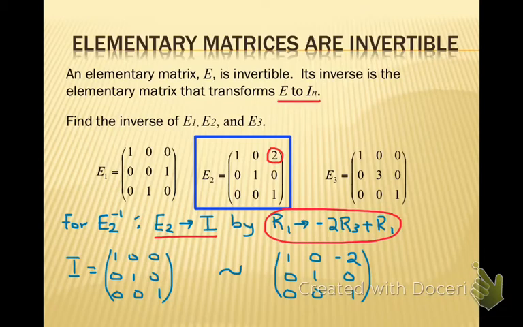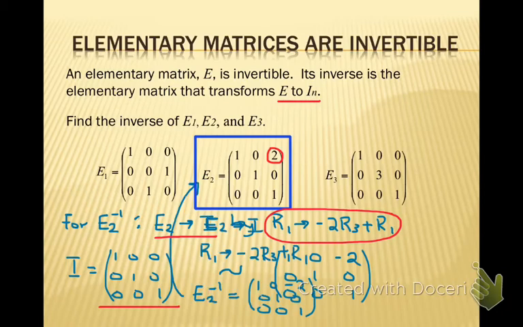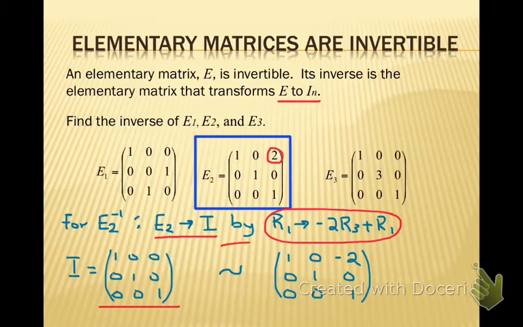identity. So to get the inverse, we then take the identity matrix, which is given here, and we perform that row operation on the identity. So we want to perform this on the identity matrix. And what we get, again, we do negative 2 times row 3 plus row 1, and we end up with the following matrix, which again is the inverse of E2.